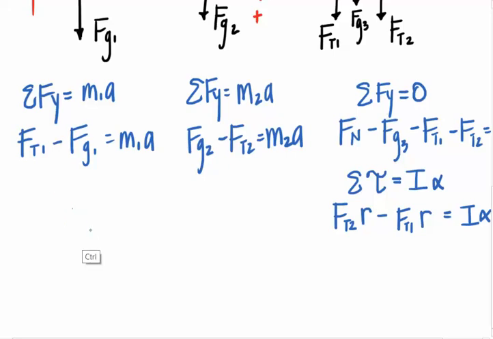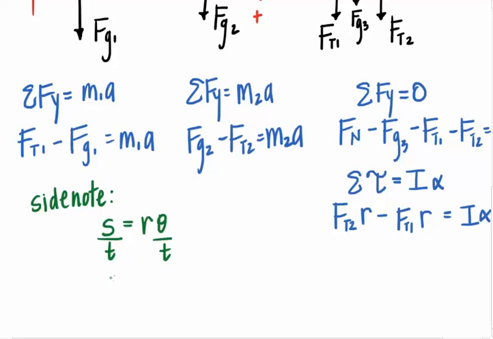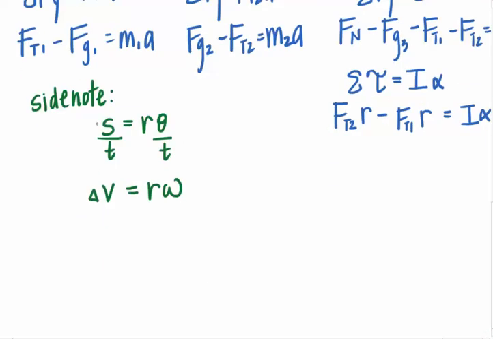Actually, I'm going to start over. So side note, arc length, S is equal to R theta, right? Yep. If I divide by time on both sides, then I get velocity is equal to R omega. If we have a change in velocity, I should have put a change here. Bad teacher. Sorry, Jess.